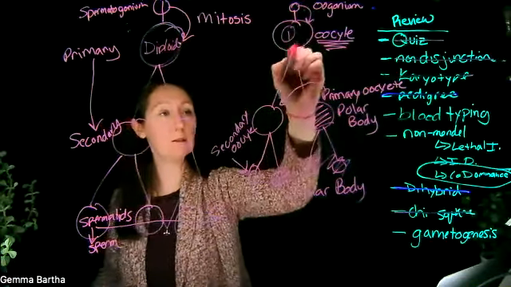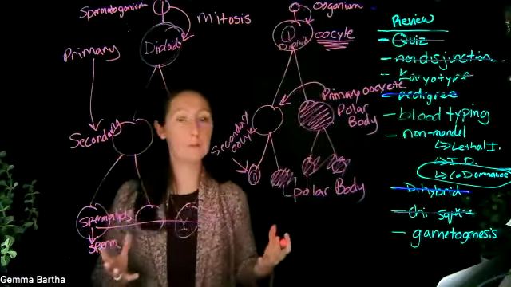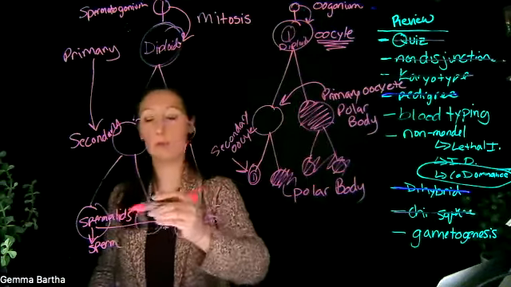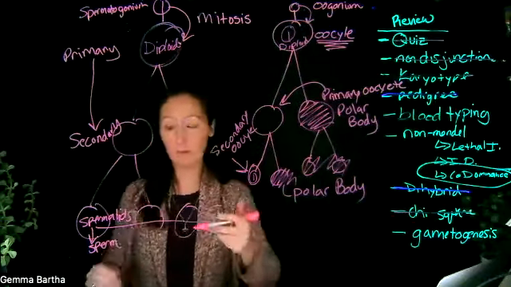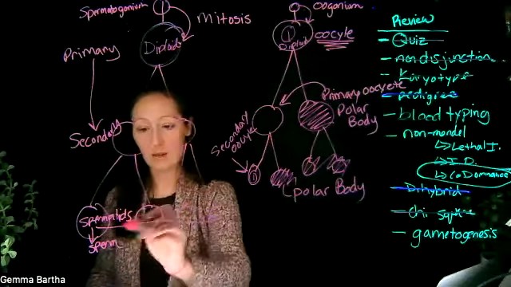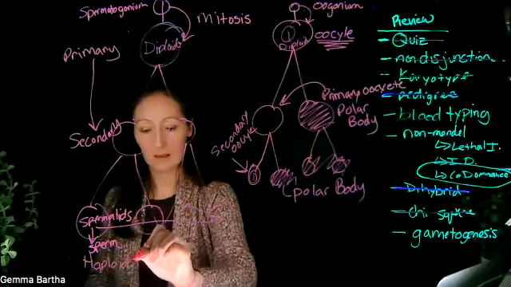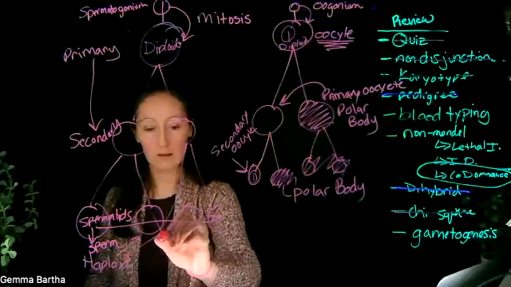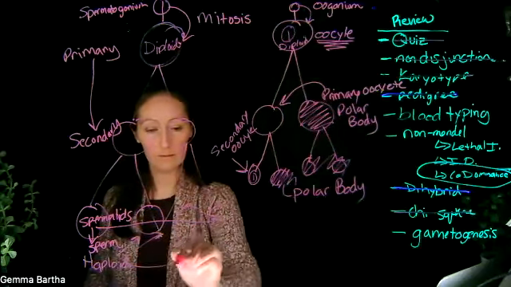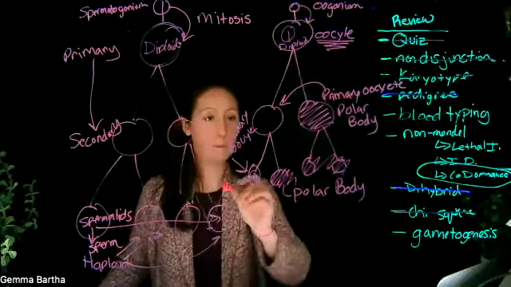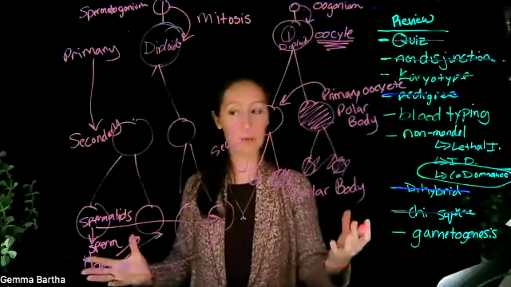diploid here, diploid here, because you have to be diploid to start the whole process, because everything is going to double. And then these are going to be obviously haploid down here. Because haploid is half of the chromosomes, right?